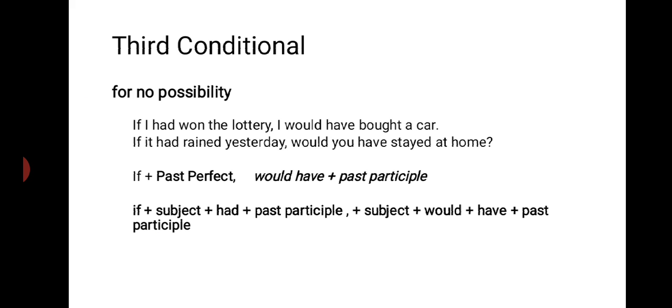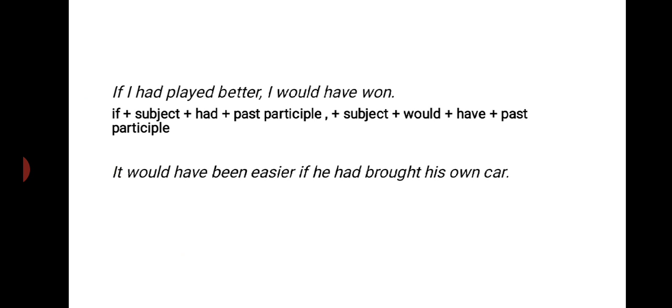When using the third conditional, we use the past perfect. That means in the conditional clause we use had plus past participle, that makes past perfect, and would have plus past participle in the result clause. Now we can understand it with the help of an example. If I had played better, I would have won.